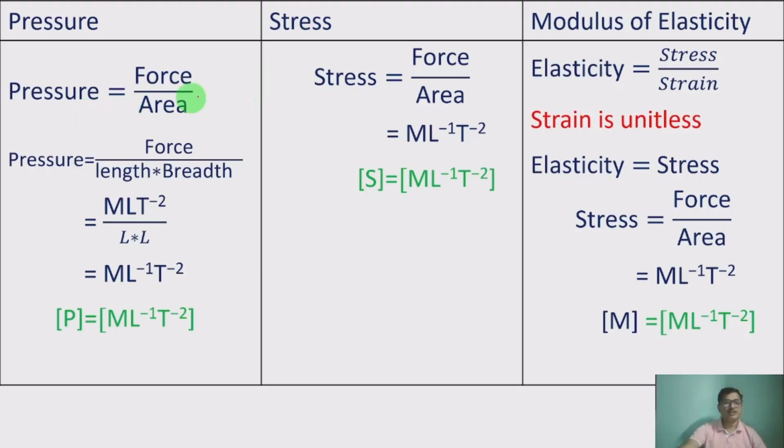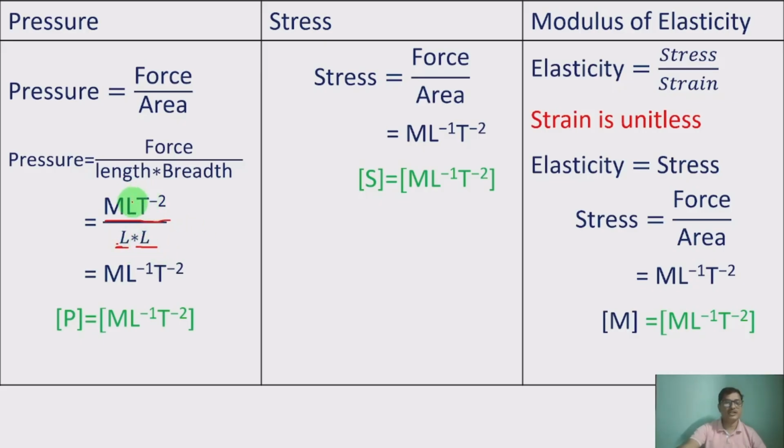The pressure can be written as force per area. Then pressure equals force per length into breadth. Then the force was given in the previous slide, that is M L T raised to minus 2. Then for length and breadth, again we'll take two lengths, length and length, for the physical quantity we are going to get.